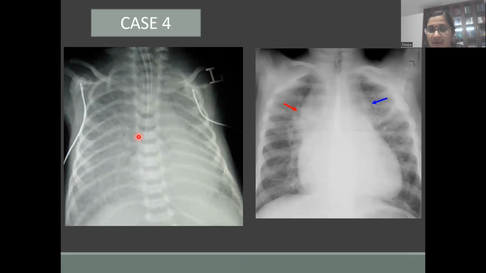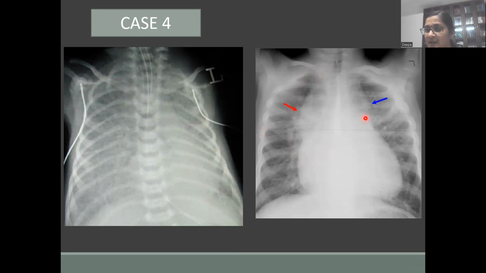This again is a term baby who had no risk factors for sepsis, who had severe respiratory distress and had to be ventilated, with worsening respiratory distress, and this is the X-ray picture. This is similar to a whiteout lung which we see in RDS in preterm babies, and this is because of the pulmonary venous hypertension in an obstructed TAPVC. The heart shadow is normal, there is no cardiomegaly, and there is pulmonary venous hypertension, and you get this type of whiteout lung in the X-rays.